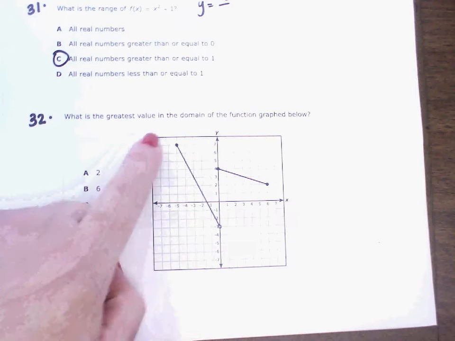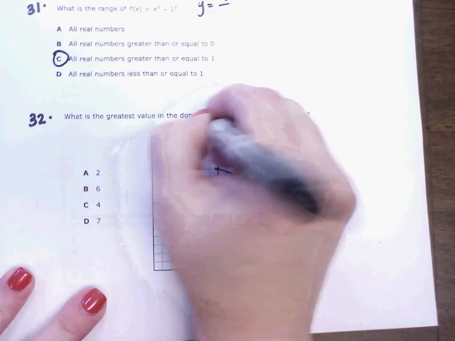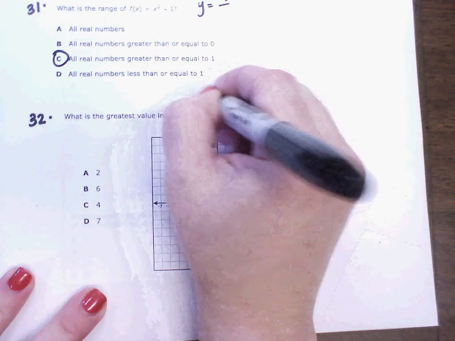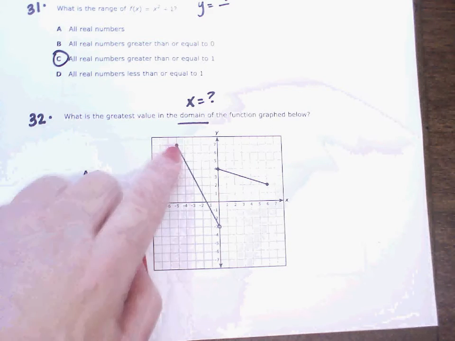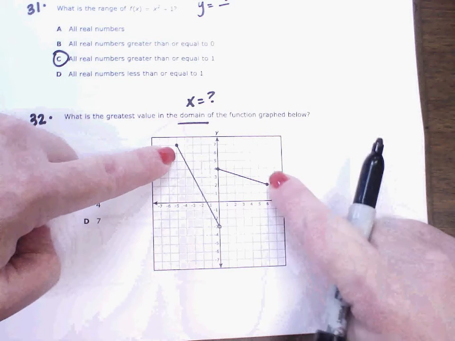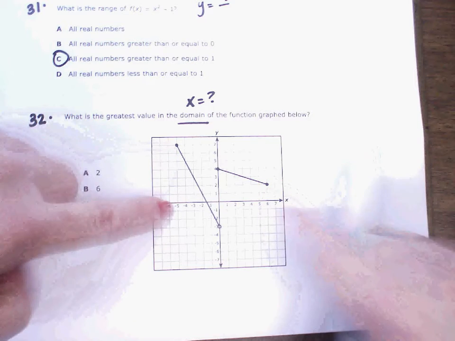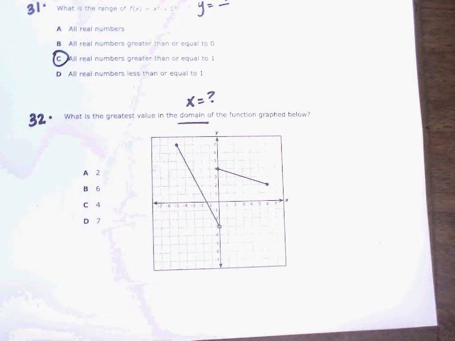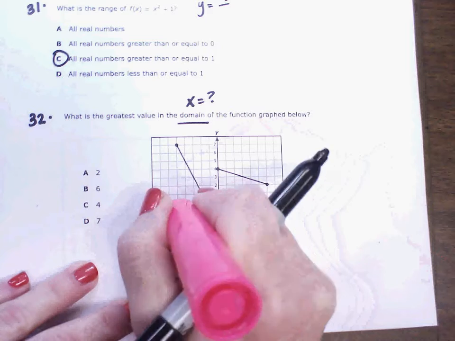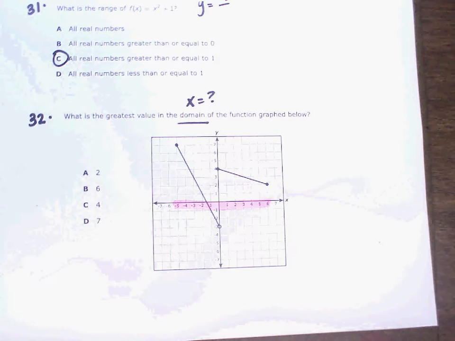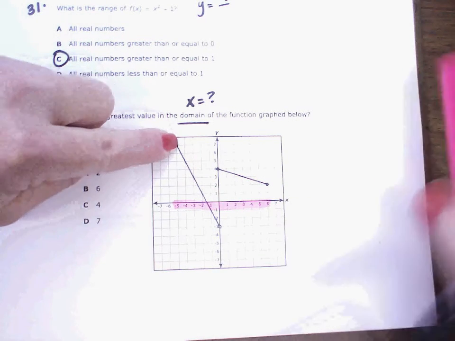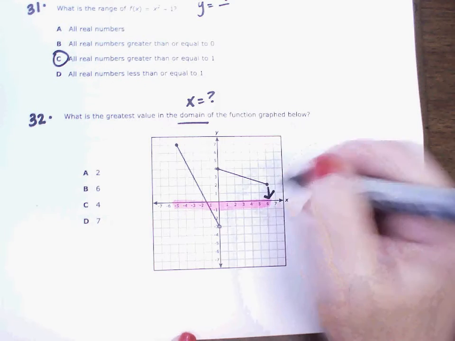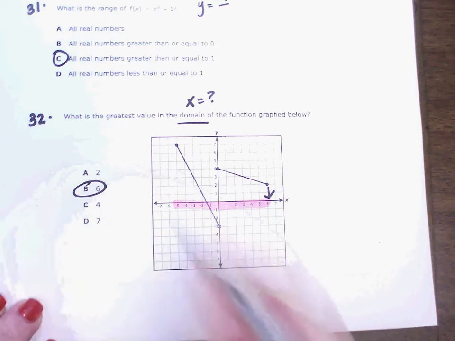32. What is the greatest value in the domain? That would be x's of the function graph. Where the greatest value on the domain, you look from here, because those are your x's. It's really easy to go to the top of a graph. Be careful. Greatest value would be 6.